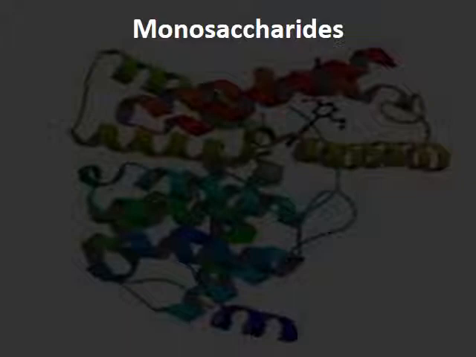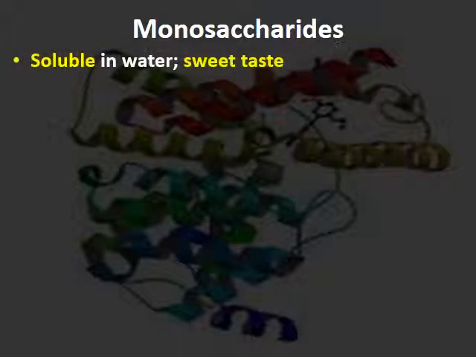Okay, so now that's the general description of our different types of saccharides. Let's just get into some specific examples of the different monosaccharides, disaccharides, and polysaccharides. So again, a monosaccharide is going to be made of a single sugar unit. Therefore, it is very small.